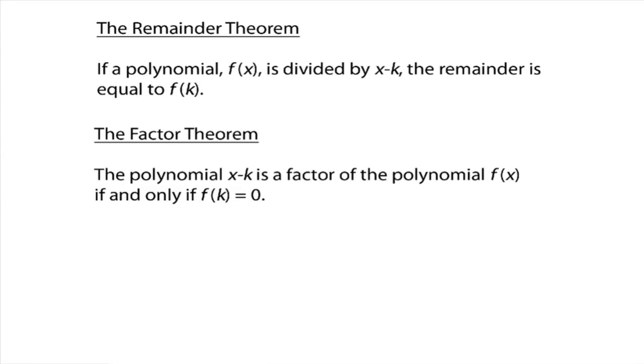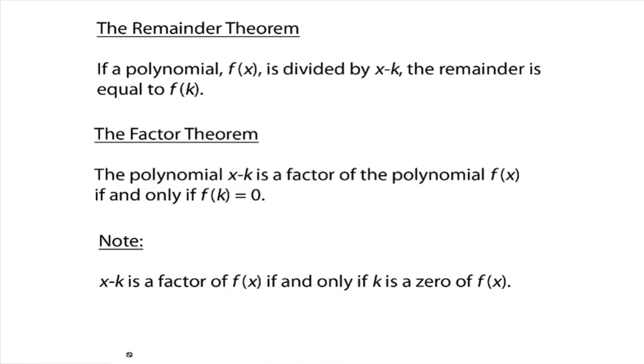A little note. x minus k is a factor of f of x if and only if k is a 0 of f of x. And remember what it means to be a 0 of a function. A 0 of a function is any number that when you evaluate it in your function, the value of the function turns out to be 0. That's what the factor theorem is saying. If you evaluate your function f at some k value, and that function value goes to 0, then x minus that k value is a factor of your polynomial.